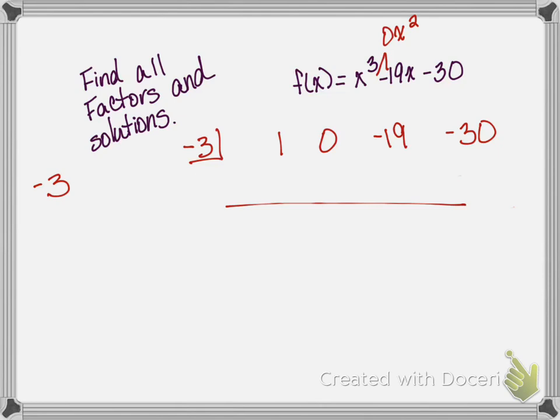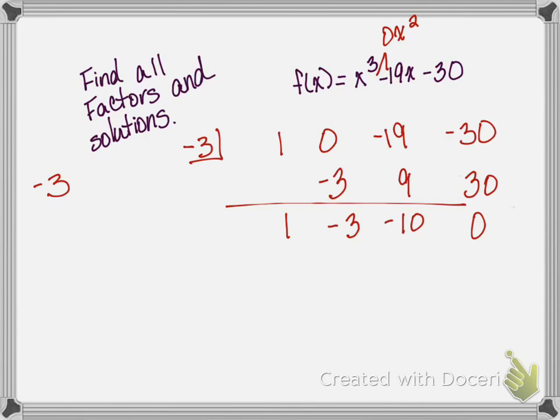Okay. Now, what I'm going to do is I'm going to bring this 1 down. So I've got -3 times 1. What is that? Good. 0 plus -3 is -3. -3 times -3 is +9. -19 plus +9. Oh, it is negative. Whoops, I almost missed that. -3 times -10. What did I get? A remainder of 0, which is what I wanted.